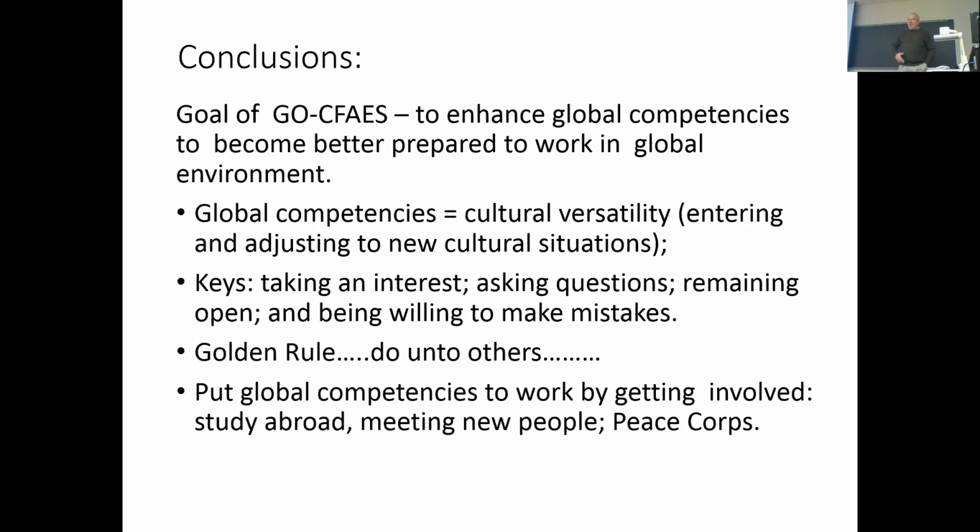And so get involved here. You're already involved, with the Global Option Program. I think it's a real tribute that you've got this thing up and running. That's great. You've all done or will be doing the study abroad. They've all done at least one. That's fantastic. But remember, you don't have to go overseas to be involved in different cultural situations.